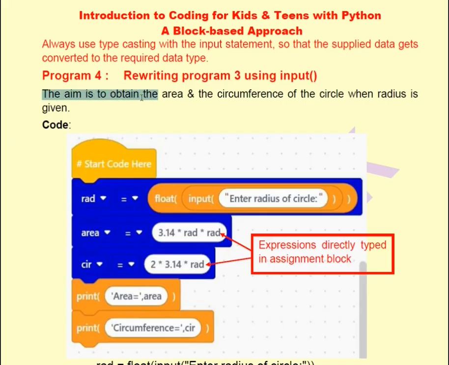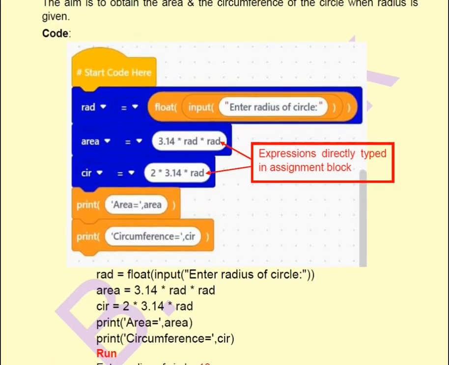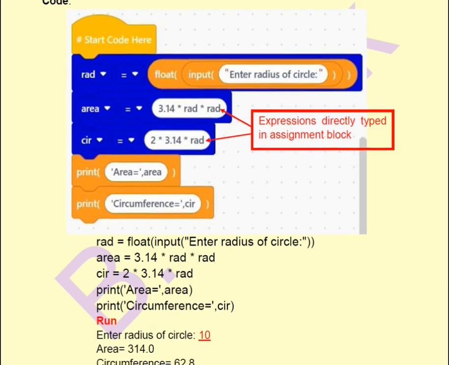The aim is to obtain the area and circumference of the circle when the radius is given. We are now using input. We will not supply the value directly to the variable. Here is the code now.